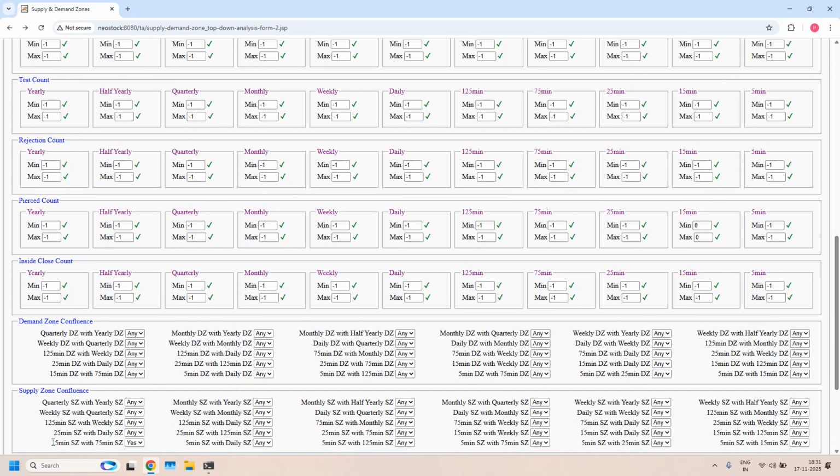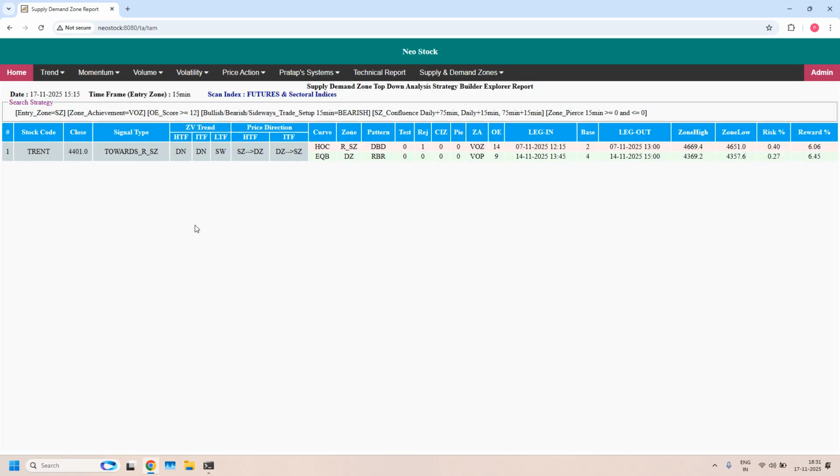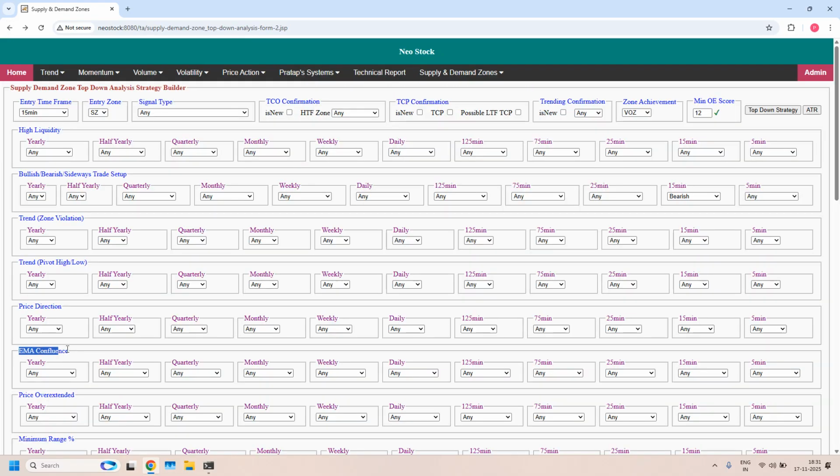So 3 filters we have to set: 15 minutes and 75 minutes, 15 minutes and daily, 75 minutes and daily supply zone confluence. With all the 3 filters, we got only 1 stock. So this 15 minute supply zone overlapped with 75 minute supply zone, both together again overlapped with daily supply zone, and daily trend is downtrend. So let's apply EMA confluence at a daily supply zone having daily EMA confluence. Anyway, daily trend is downtrend. Let's filter.